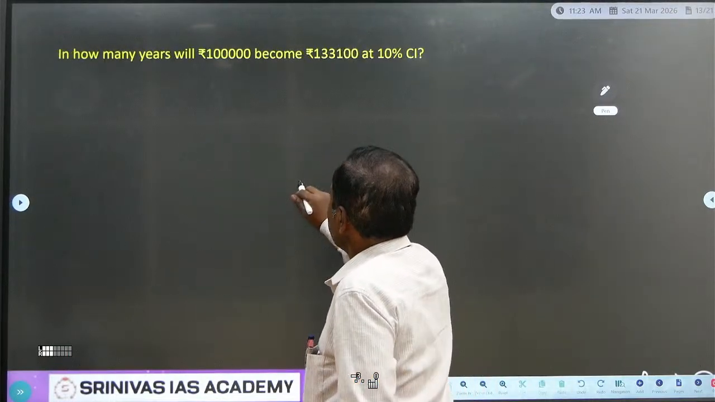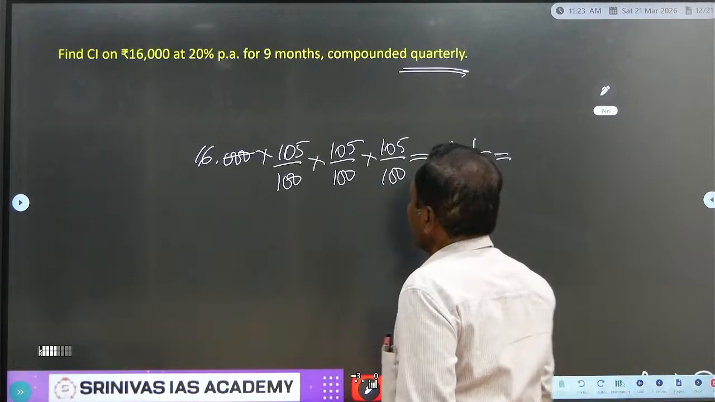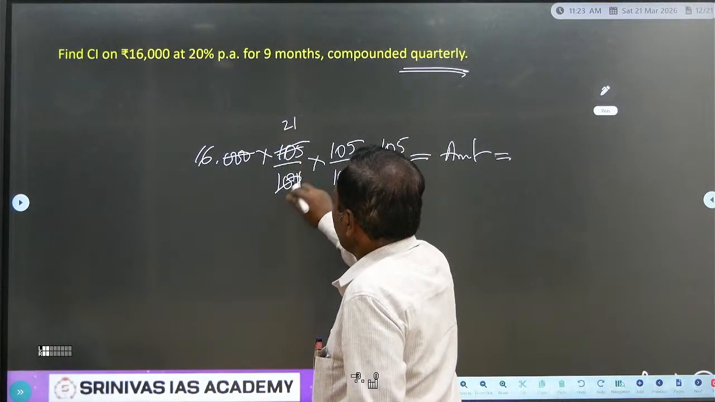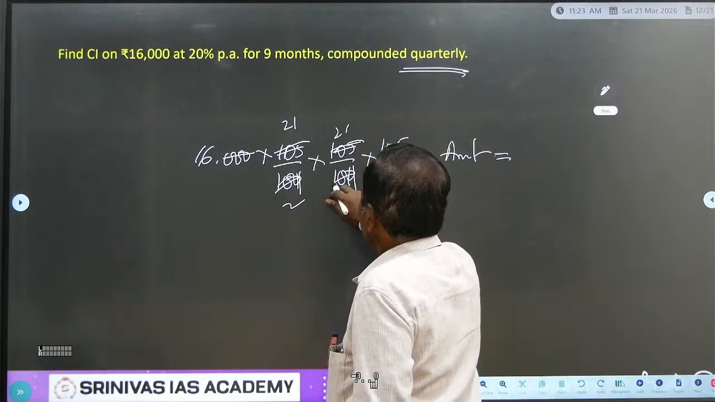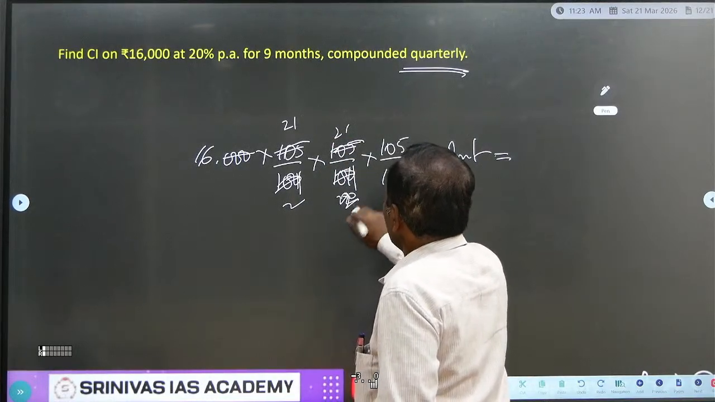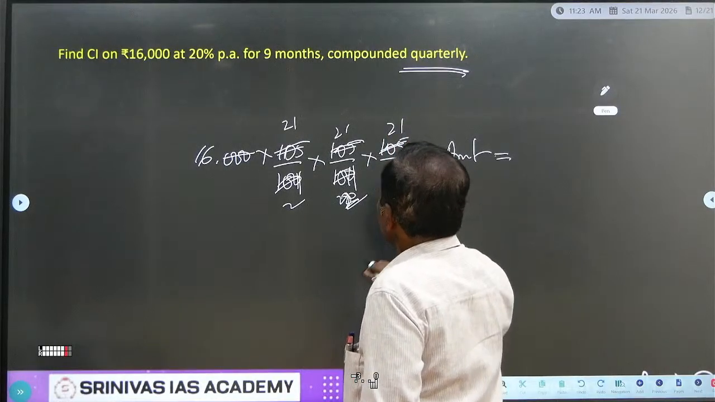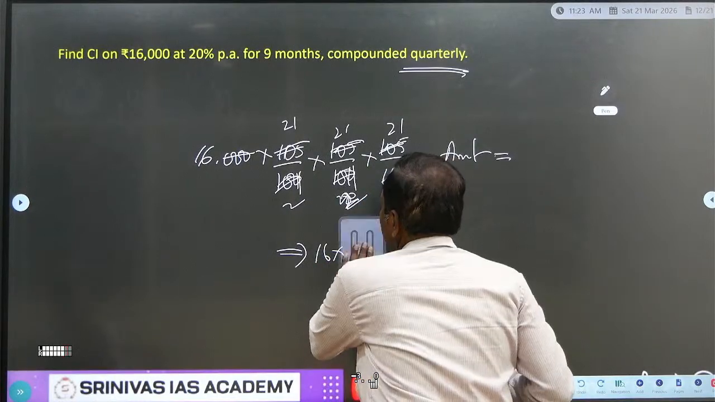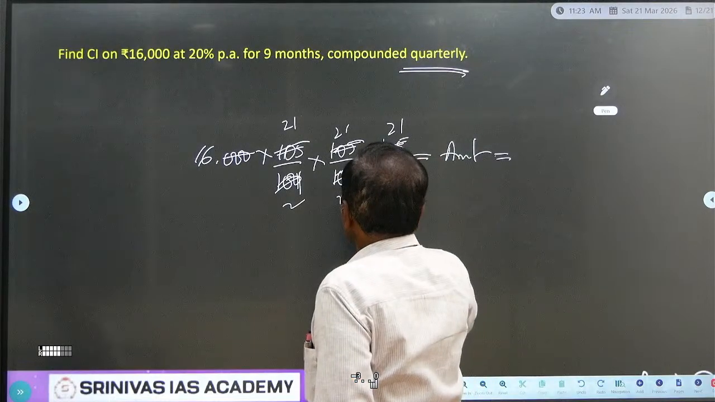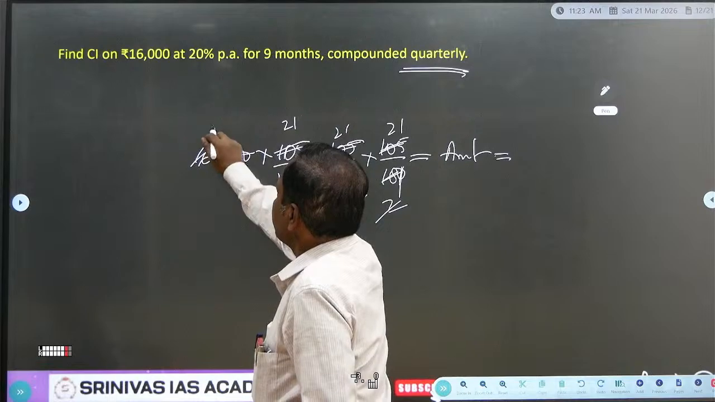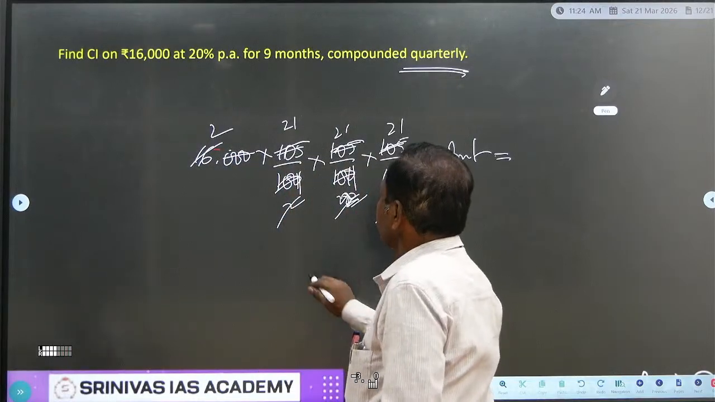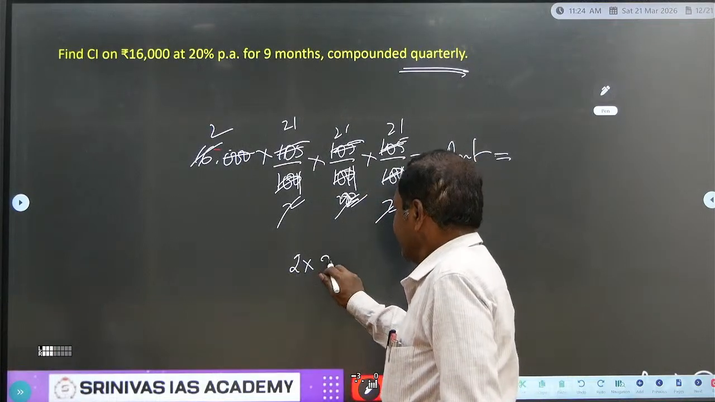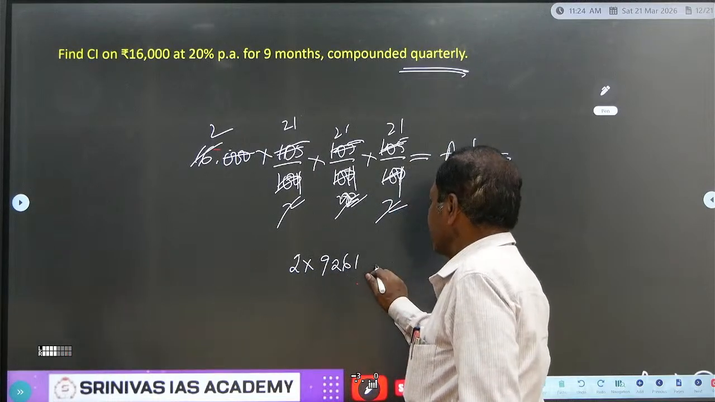3 zeros, take out 1 from all uniformly. 5 by 100 is 21 by 20. 21 by 20, it means 21 cube. 16 into it. Even then you can simplify also. 2 ones are 2, 2 to the 4, 2 to the 8. Straight away you can take 2. Now what is the 21 cube? 2 into 21 cube is what? See that again. You do whatever you want.